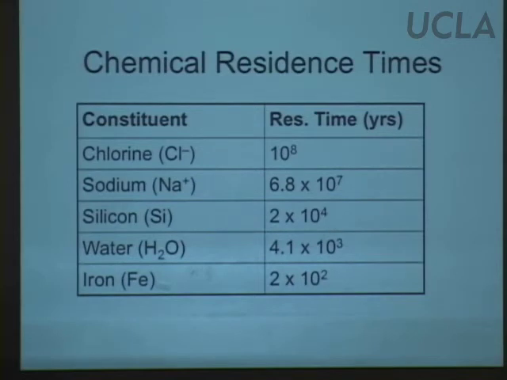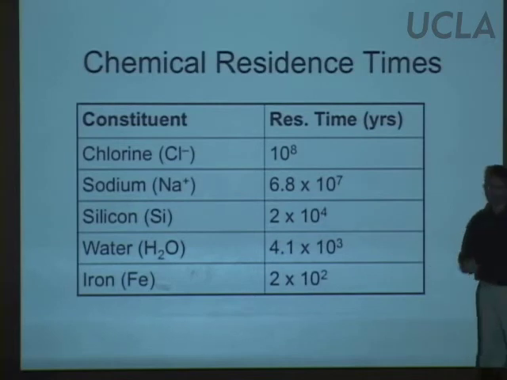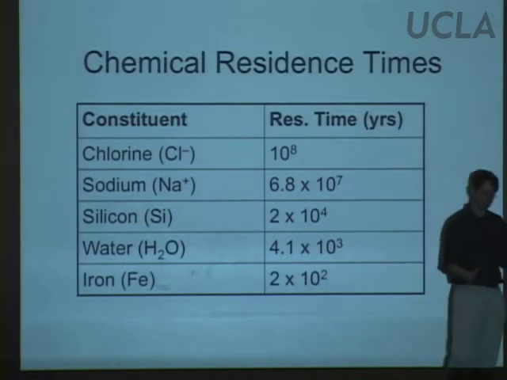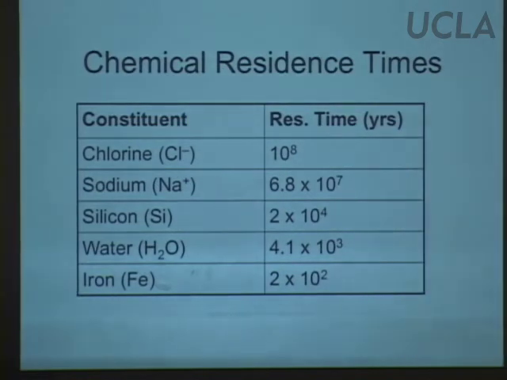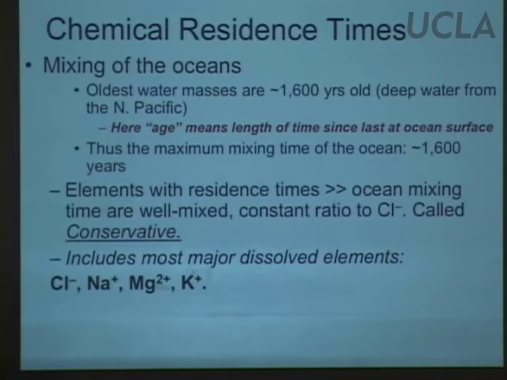Okay, but its residence time is pretty short, because it evaporates pretty easily and falls out pretty easily. And there are some things that have really short lifetimes, iron among them, tens of years, hundreds of years. I know it doesn't seem like a very long time, but relative to something like chlorine with a 100 million year residence time, that's pretty short. Okay, this turns out to not be just a chart to remember like baseball statistics or something. It actually turns out to be really interesting from the point of view of figuring out how the ocean works as a chemical engine.